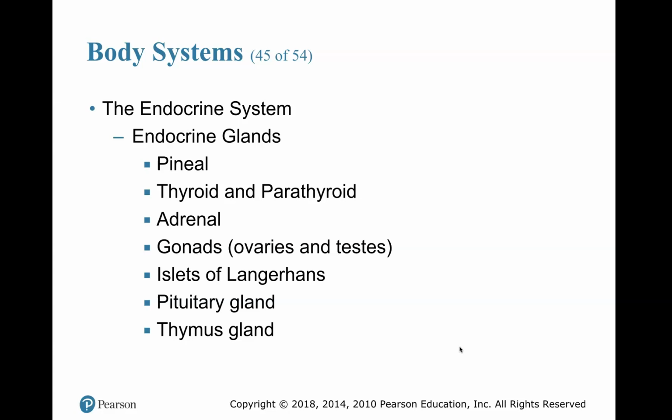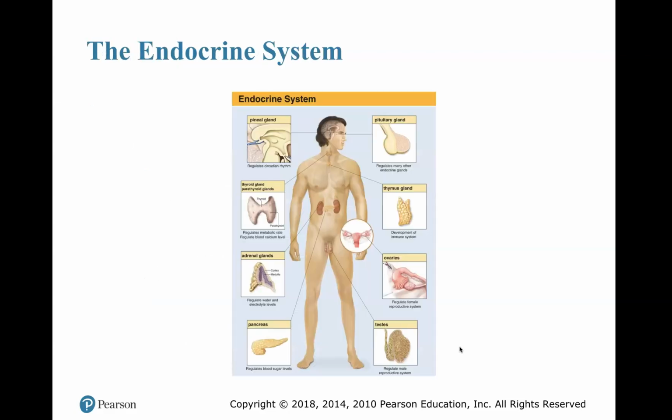All right, the endocrine system glands are the pineal, thyroid, and the parathyroid. The adrenal glands, the gonads, which consist of the ovaries in females and testes in males. Islets of Langerhans. Some people say islets of Langerhans. It's a weird name, but that's the name they gave it. Pituitary gland and the thymus gland.